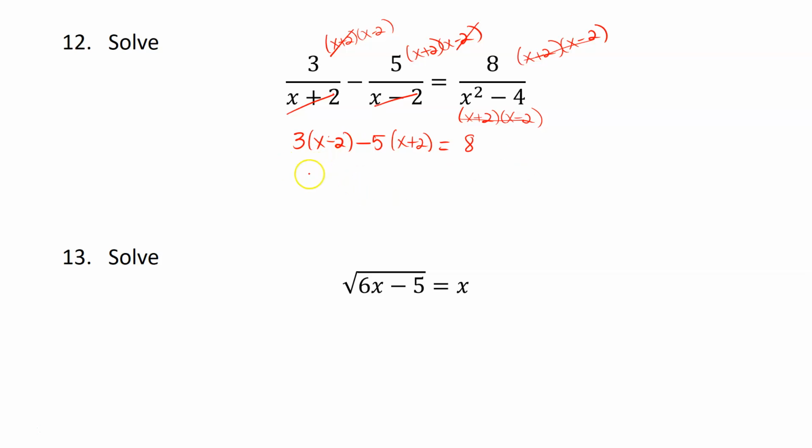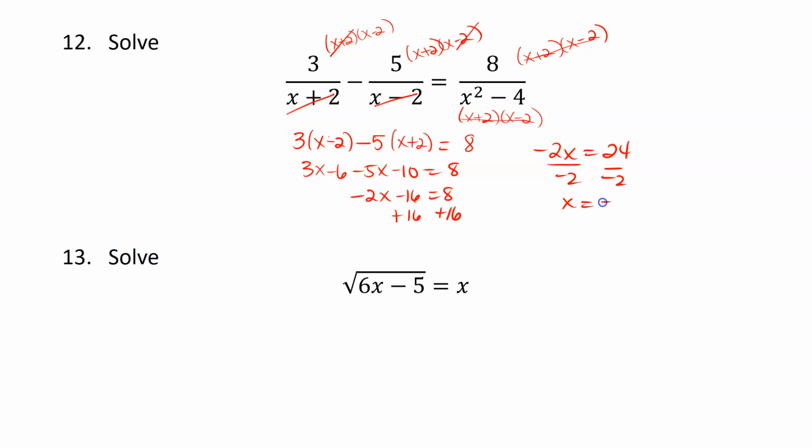Now the rest of this question: distribute, combine like terms, add 16 to both sides, and divide by -2. So I end up with x is -12.